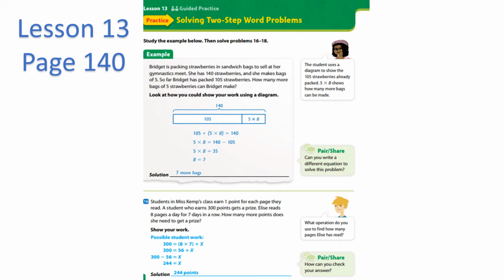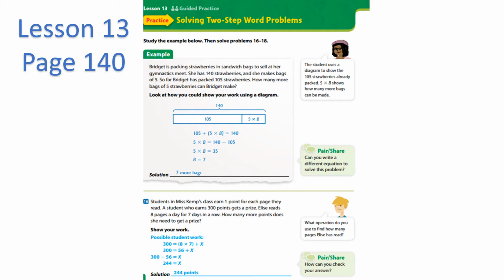So, number 16. Students in Ms. Kemp's class earn 1 point for each page they read. A student who earns 300 points gets a prize. Elise reads 8 pages a day for 7 days in a row. How many more points does she need to earn a prize?